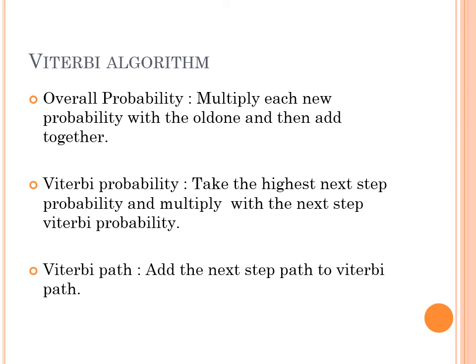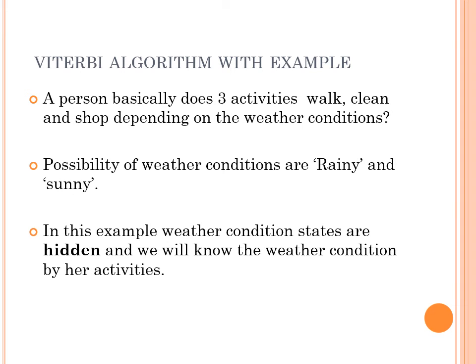So what does the Viterbi algorithm mean? The overall probability can be obtained by multiplying each new probability with the old one and then adding together. This is the overall probability. Whereas the Viterbi probability means take the highest next-step probability and multiply it with the previous Viterbi probability. And the Viterbi path means add the next step to the Viterbi path. These are the outlines of the Viterbi algorithm.